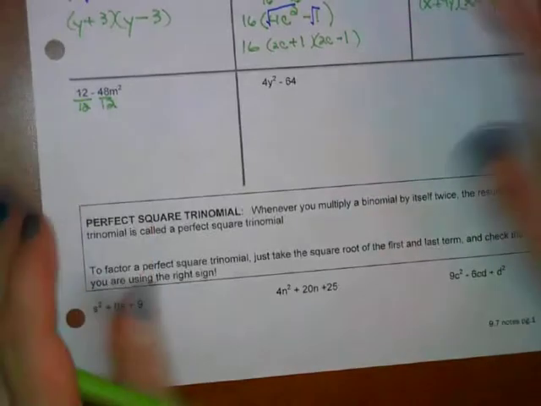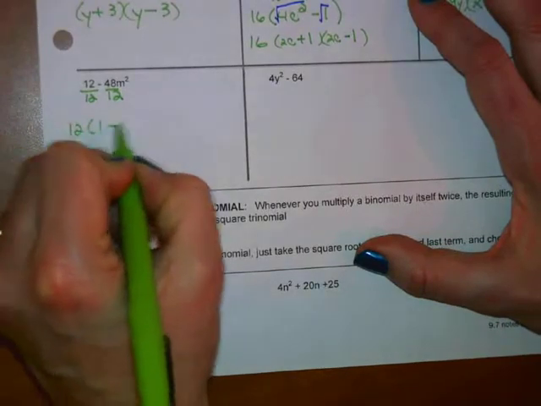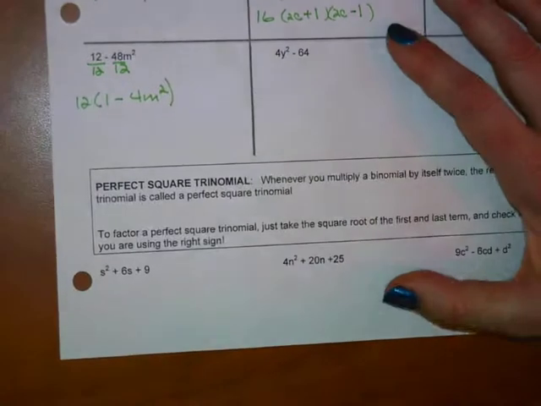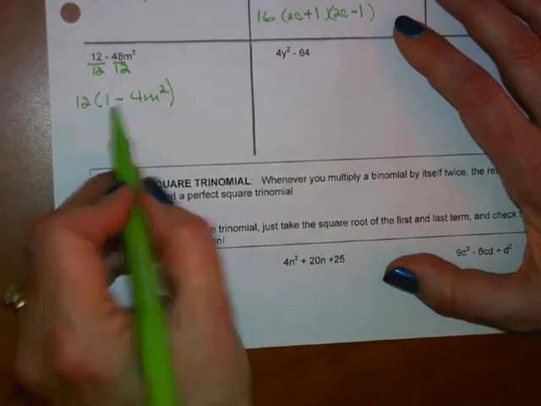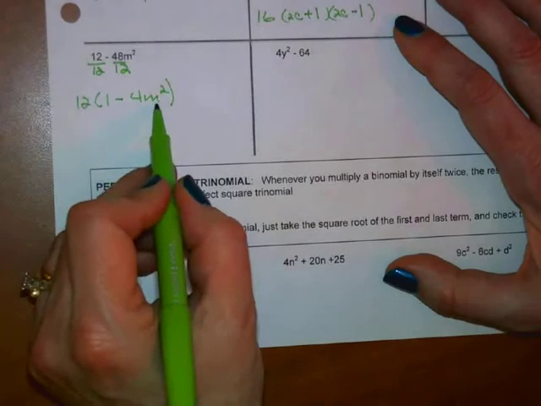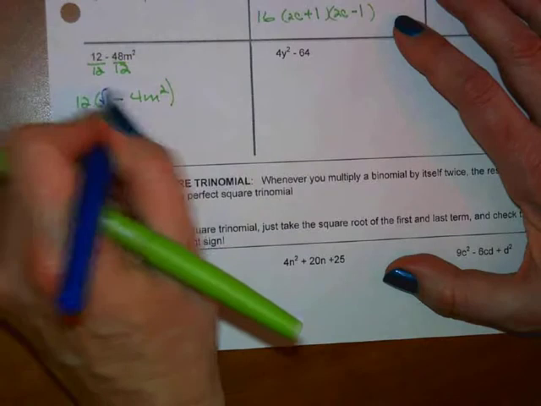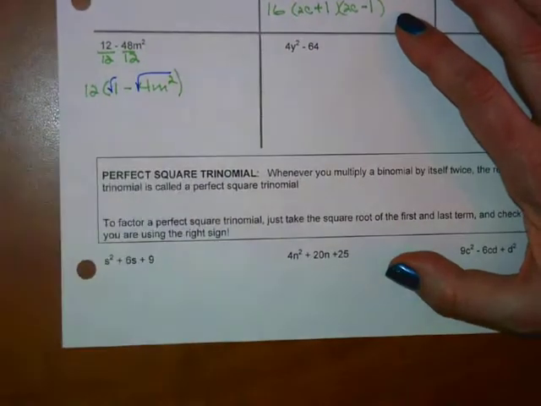You have to divide out a 12. Okay, so 12 times 1 minus 4m squared. Boom. Hey, it doesn't matter that the m squared is the second thing. They're both perfect squares. I can take the square root of this and the square root of that, and I can write this as two binomials.